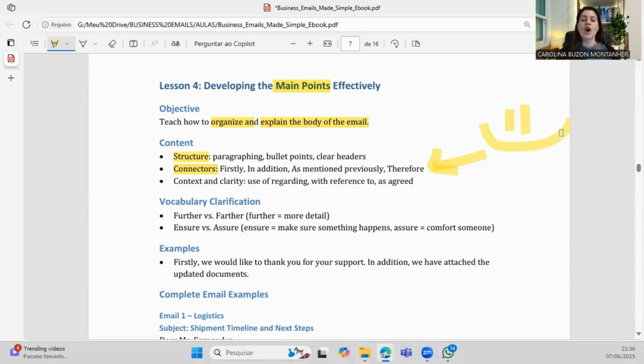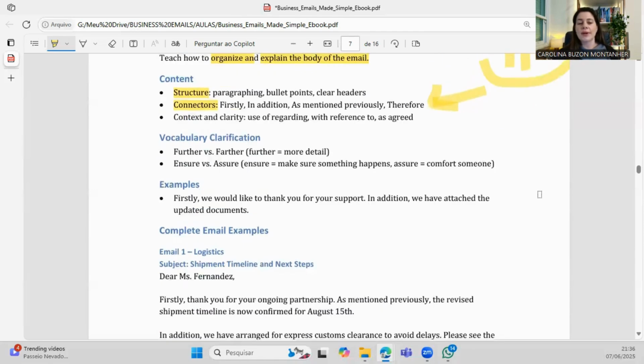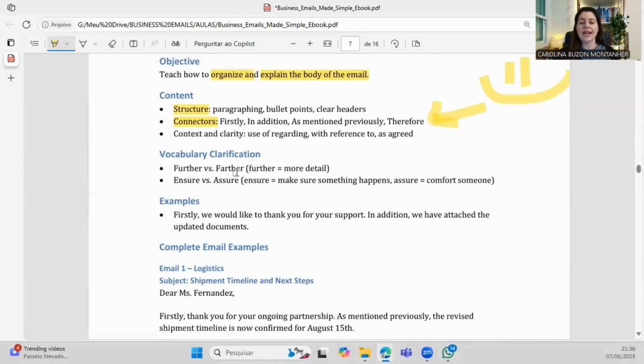The next one, context and clarity, using regarding, with reference to, as agreed. Remember, and here very important, further and farther. Further is more detail. Ensure and assure. Ensure makes something happen. Assure comforts someone. Those expressions are very confusing, especially when talking about this layout.